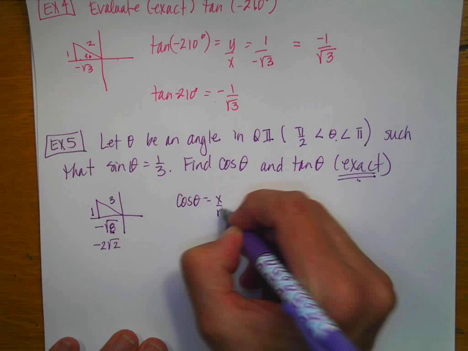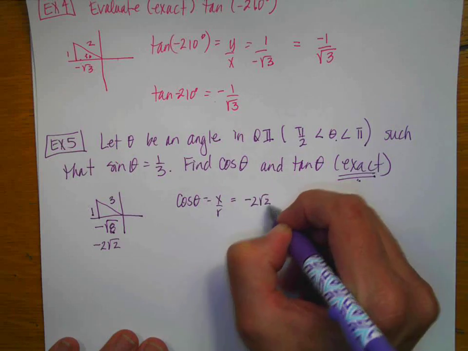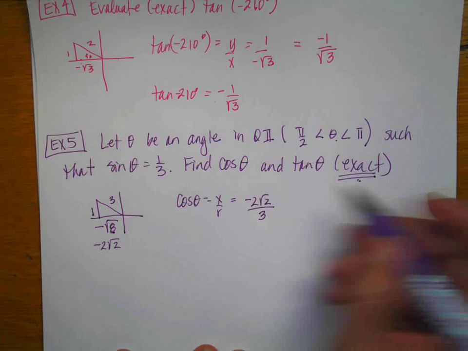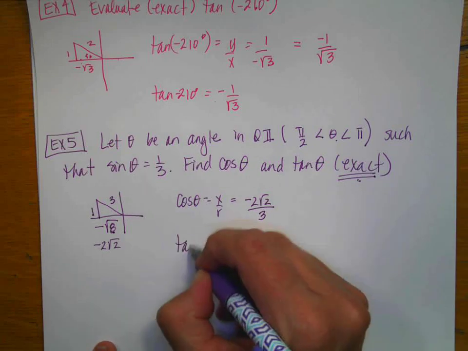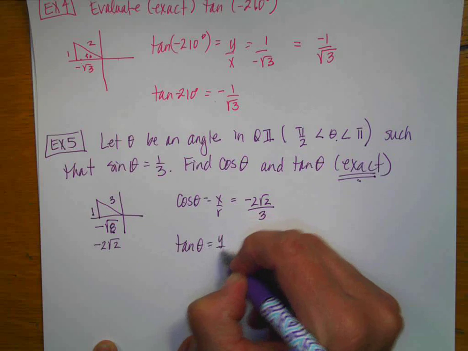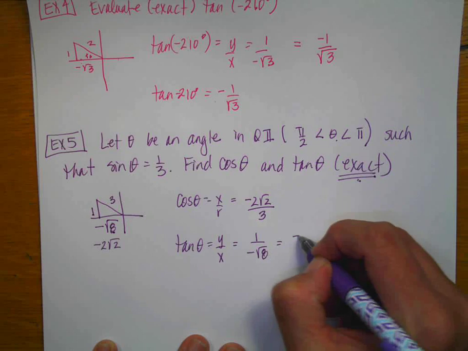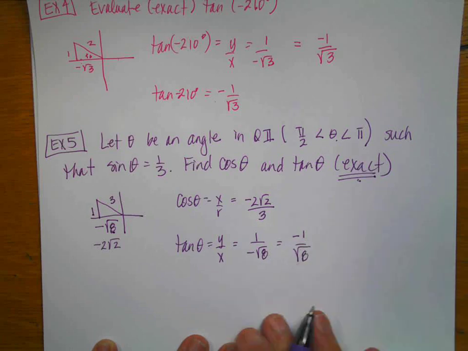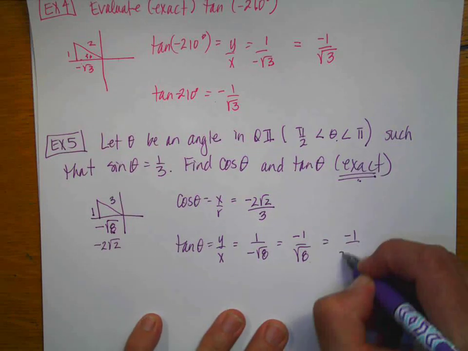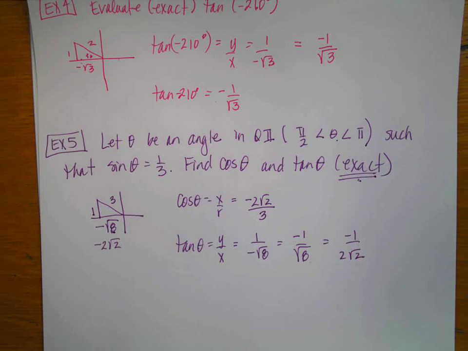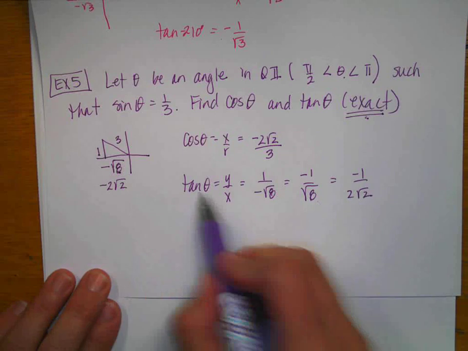So then the cosine of theta is x over r, so it is a negative 2 radical 2 over the hypotenuse, which is 3. And then the tangent of theta is y over x, and tangent is going to be 1 over a negative radical 8. I would write it as a negative 1 over radical 8. And remember, we do not rationalize our values, okay? All right. Sorry, my bad. I need to write this as 2 radical 2.